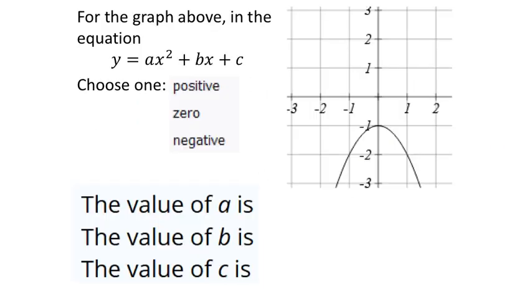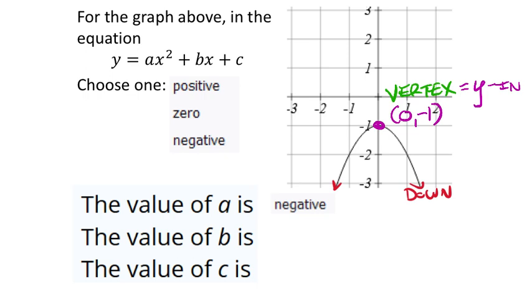Okay, now the first thing here, let's do the value of a. Well, this one's opening downwards, so I know that my a has to be negative. Well, what about the b? Again, I'm concerned with the y-intercept, which is here. That is at (0, -1). And since that is also the vertex on this problem, the y-intercept equals the vertex, then I know that b would have to be 0.